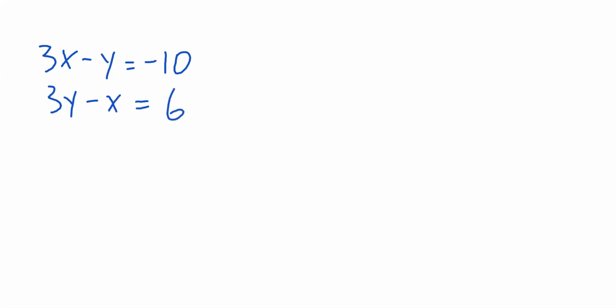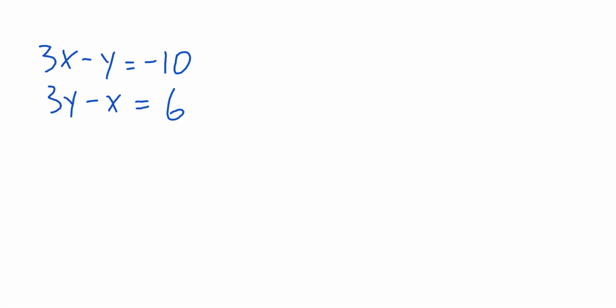Let's try another system. 3x minus y equals -10. There's our first equation. Our second equation, 3y minus x equals 6. Now, what you're going to learn is that you have two primary methods of solving these systems of equations. You can use the substitution method or the elimination method, which we'll learn in just a moment.